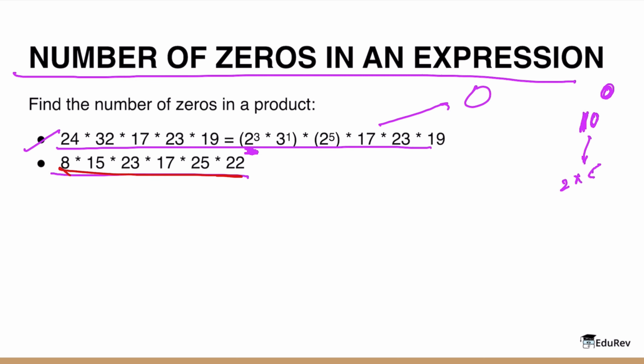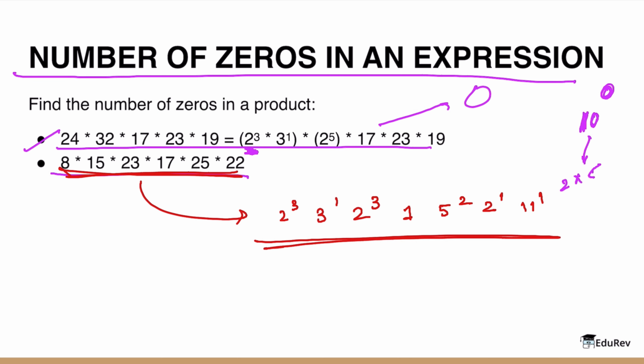The second question states that I have to find the number of zeros in this expression. Now, can I write this expression in its standard form? Of course, I can. I can write this as 2 to the power 3 times 3 to the power 1 times 2 to the power 3 times 1 times 5 to the power 2 times 2 to the power 1 times 11 to the power 1. This is how I'm going to expand this expression.